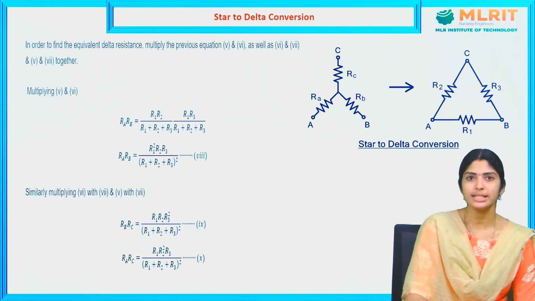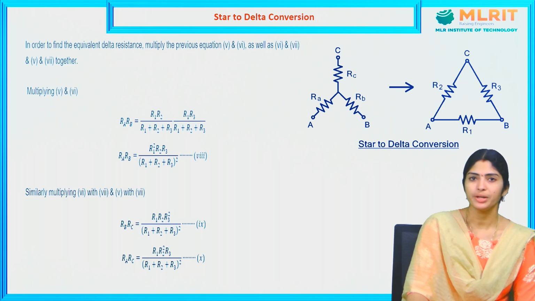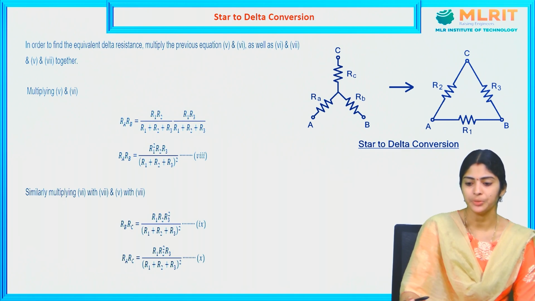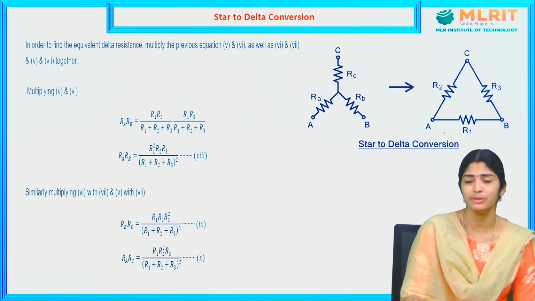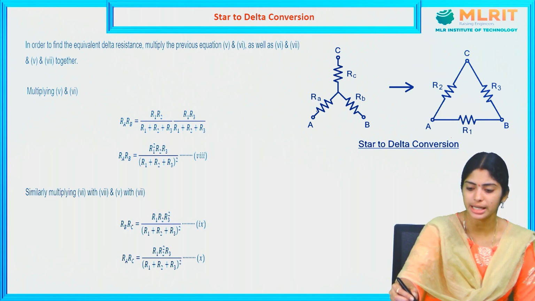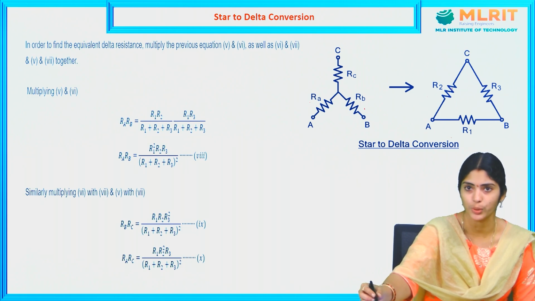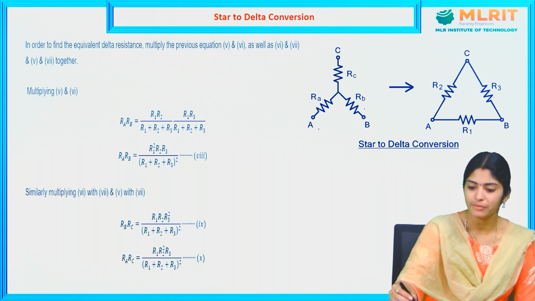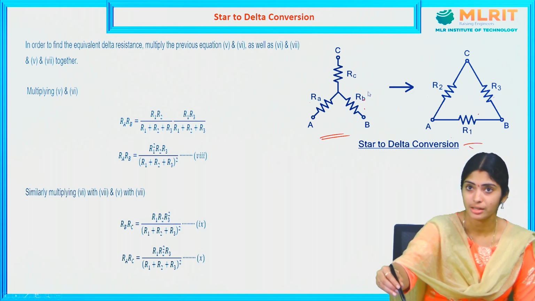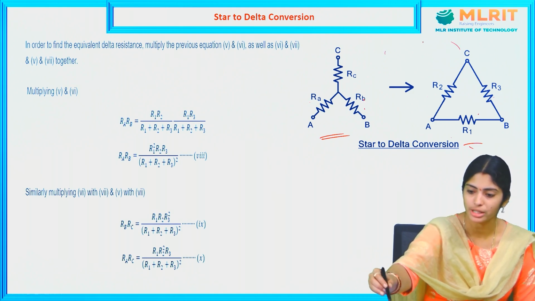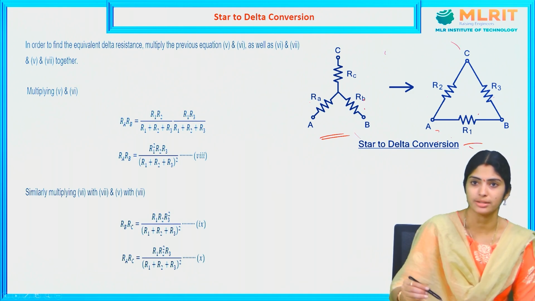So the next one was star to delta conversion. Previously we had converted from delta to star. Now we are converting from star to delta. So this is the star connection. This is the delta connection. Similarly to what I had considered before, the same we are doing here. In the star we are representing RA, RB and RC. In the delta we are representing R1, R2 and R3. Previously we converted from this to this, but now we are considering from this to this.